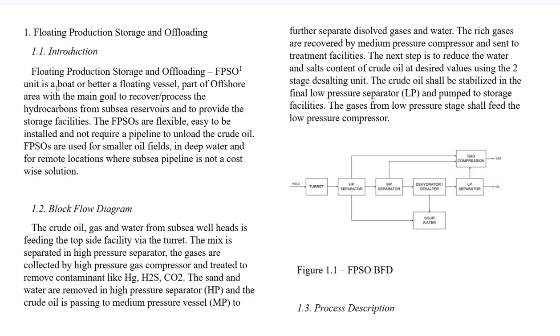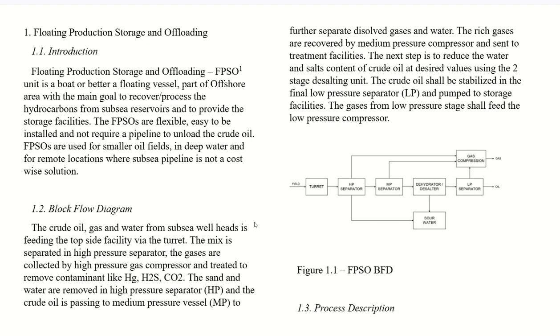So the introduction is that a floating production storage and offloading unit is a boat, or better a floating vessel, part of the offshore area with the main goal to recover and process the hydrocarbons from subsea reservoirs and to provide storage facility. The FPSO are flexible, easy to install, and do not require a pipeline to unload the crude oil. FPSO are used for small oil fields in deep water and for remote locations where subsea pipelines are not a cost-wise solution. So you can see there's a block flow diagram also.